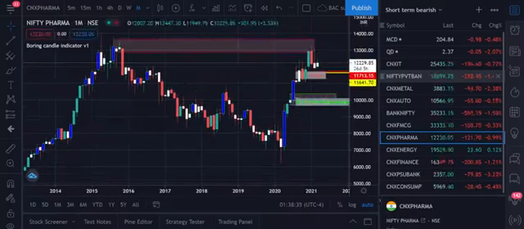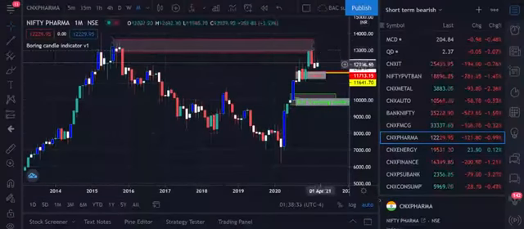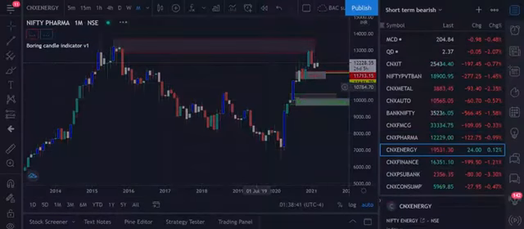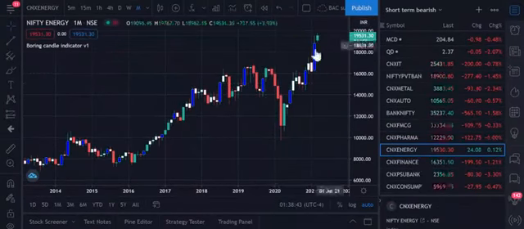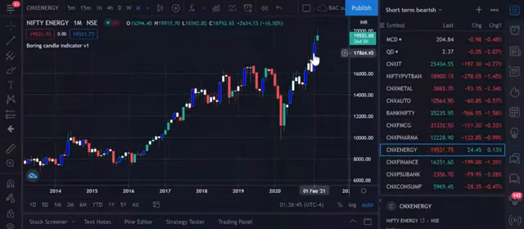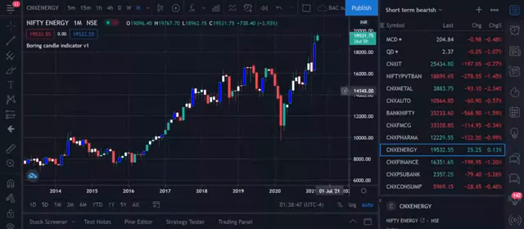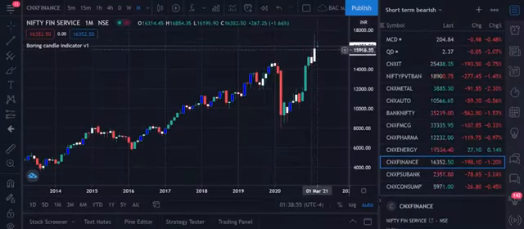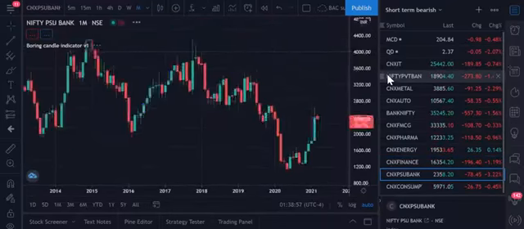Nifty Pharma has given some kind of reversal from the all-time high level. Nifty Energy is still moving up. Last month it has given a strong move, so we can focus on this energy sector. Financial sector also, let's wait, because last month it formed a kind of inverted hammer.